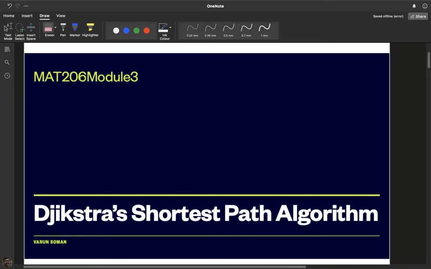In this session, we will be discussing a new algorithm called Dijkstra's shortest path algorithm. This algorithm is usually used to find a shortest path in a weighted graph. Suppose you have a weighted graph, for example, a graph like this. For simplicity, these are the vertices A, B, C, D, and suppose the edges are weighted.